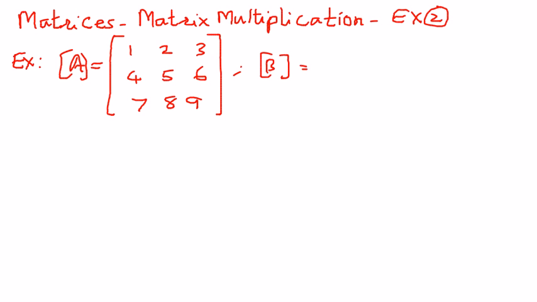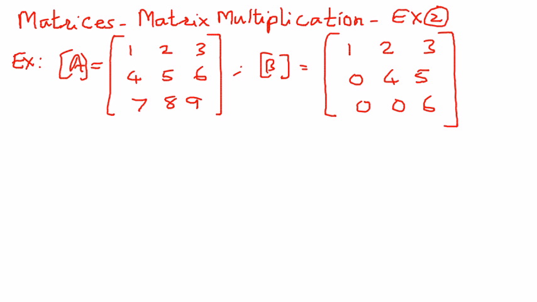And if we say matrix B is another matrix and it has elements like this: 1, 2, 3, 0, 4, 5, and 0, 0, 6. Let's say we have a matrix like this and we want to find A times B. We want to find AB, the product of AB. So in this case, let's try to multiply these two matrices, and this is what we get.